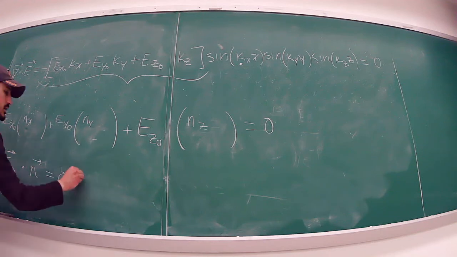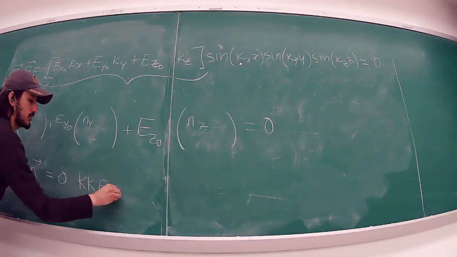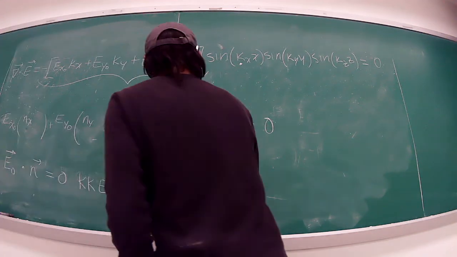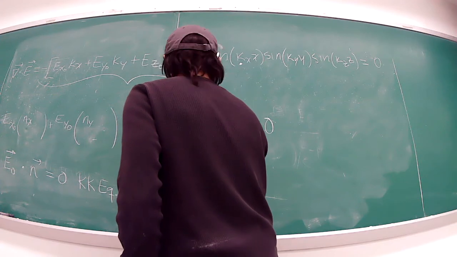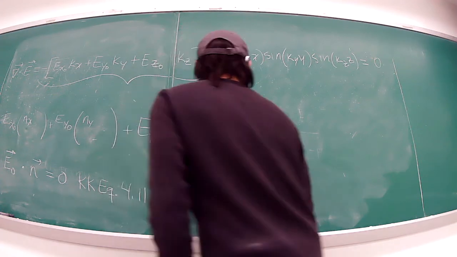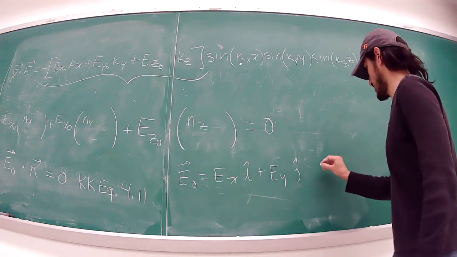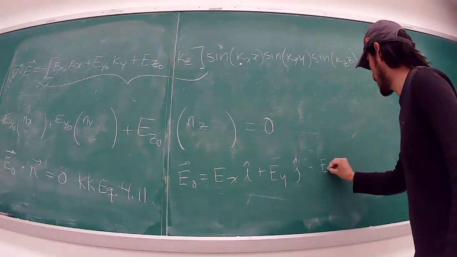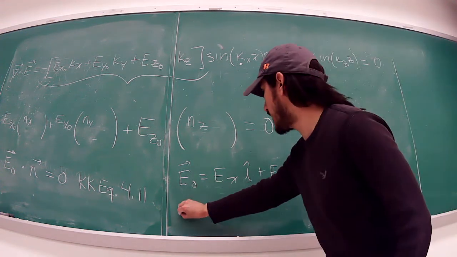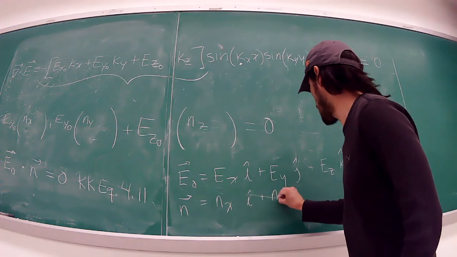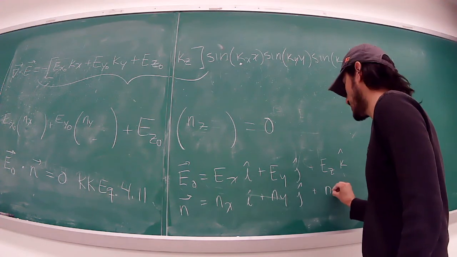This is equation 4.11. That's what we're going to look at. So let me write it over here. E naught vector, E x in the i direction, E y in the j direction, E z in the k direction, and then n x, n y, and n z.